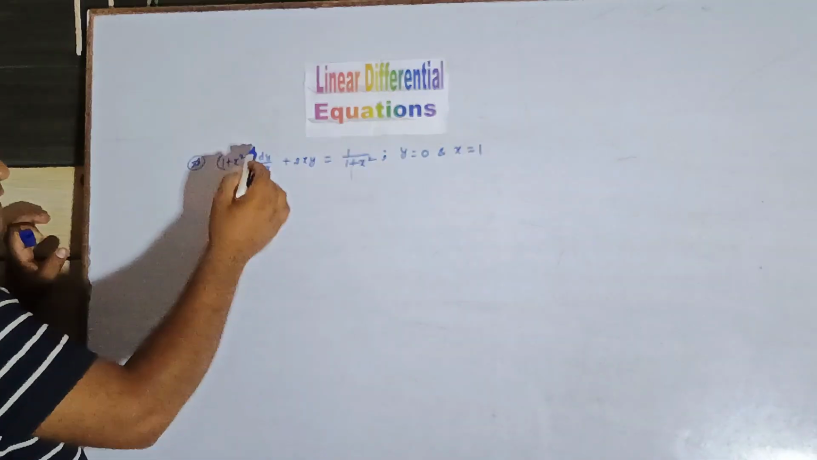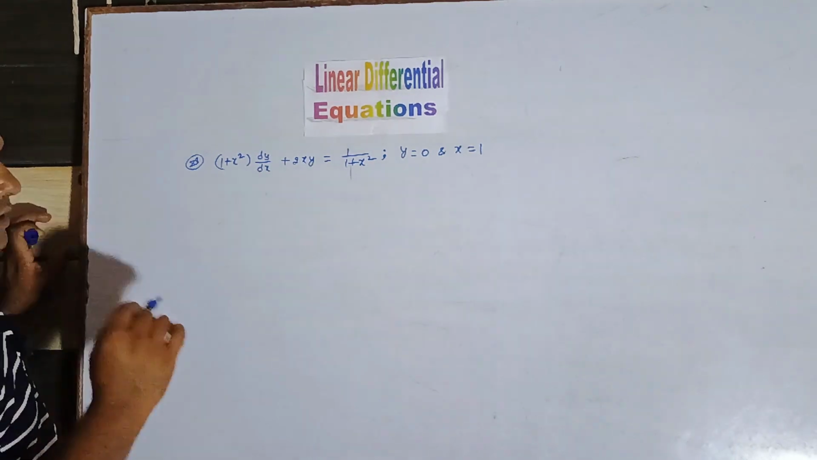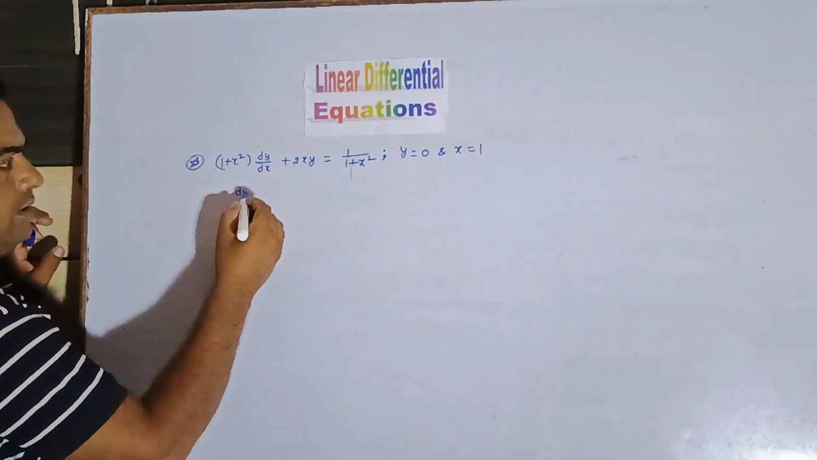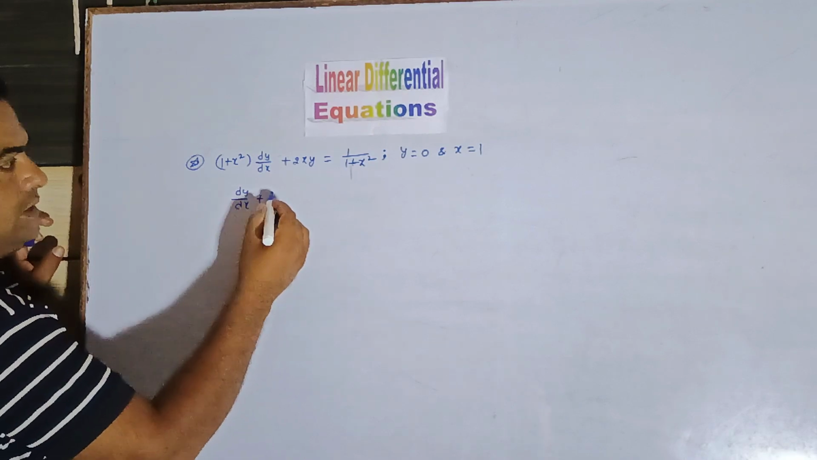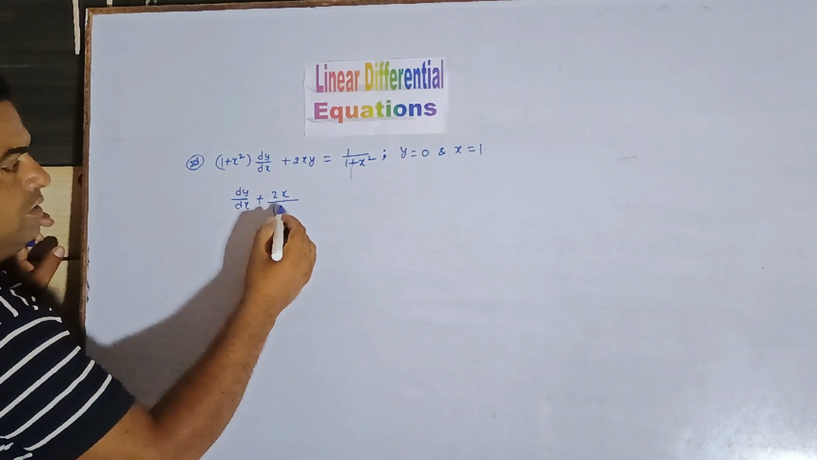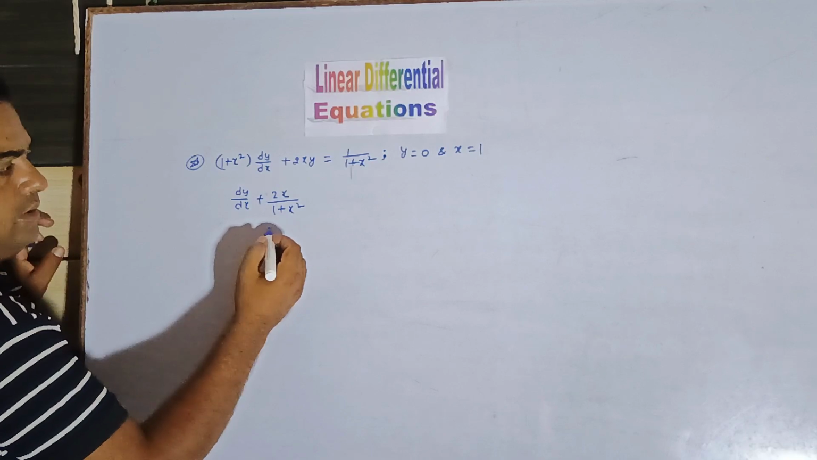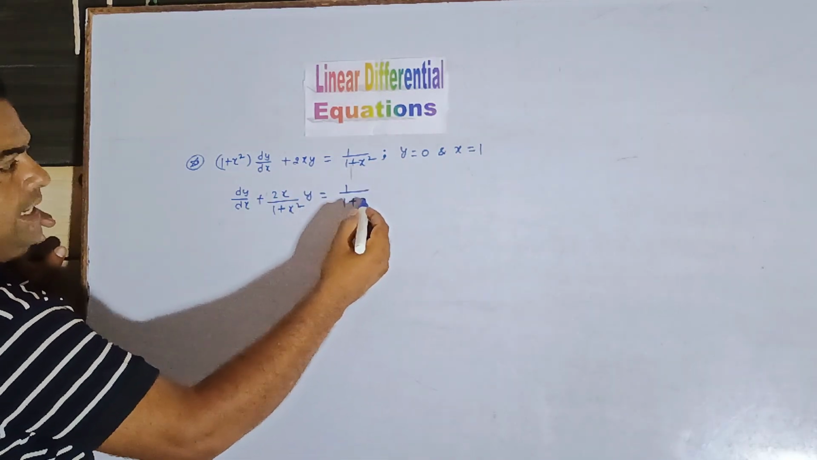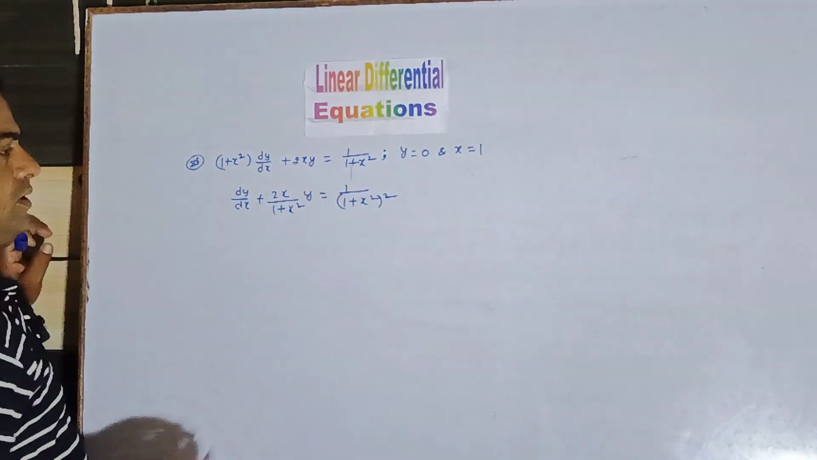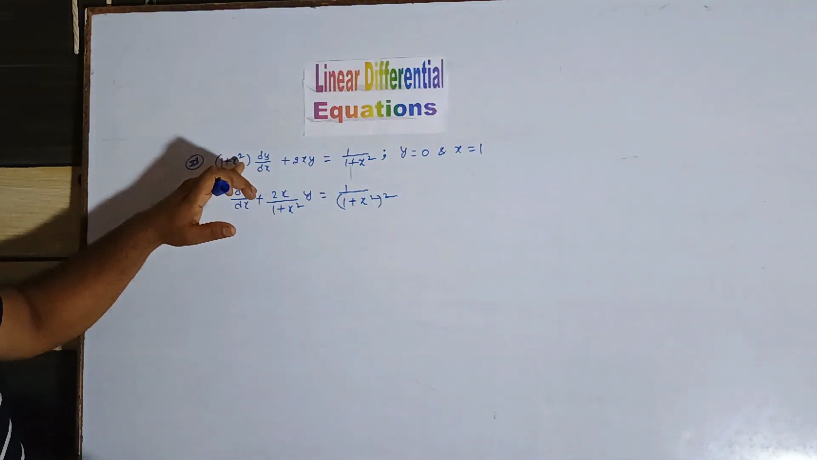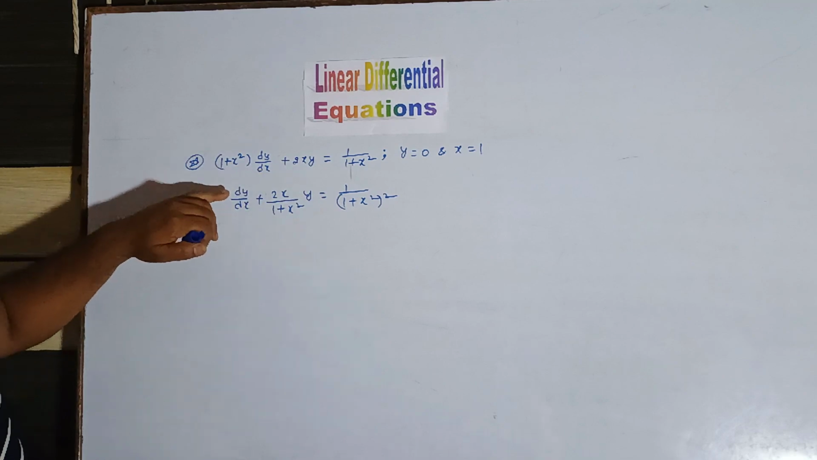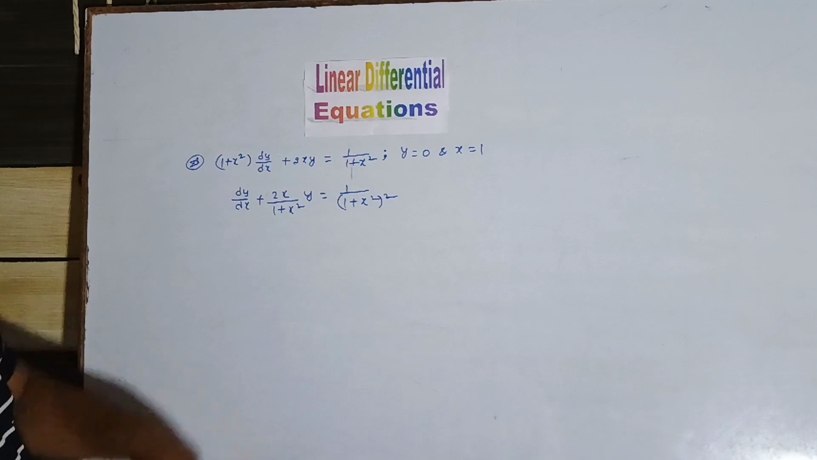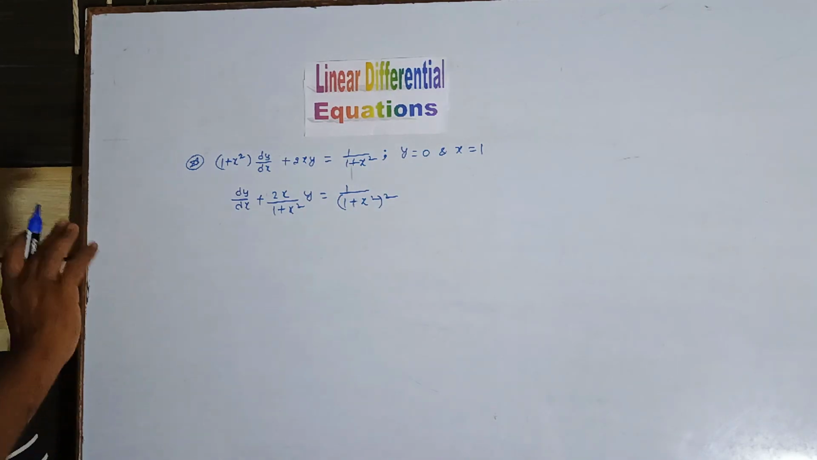First of all, the coefficient of dy upon dx should be 1. So dividing this whole equation by 1 plus x square, we get dy over dx plus 2x upon 1 plus x square into y is equal to 1 upon 1 plus x square, whole square. We are dividing by 1 plus x square in this whole equation.